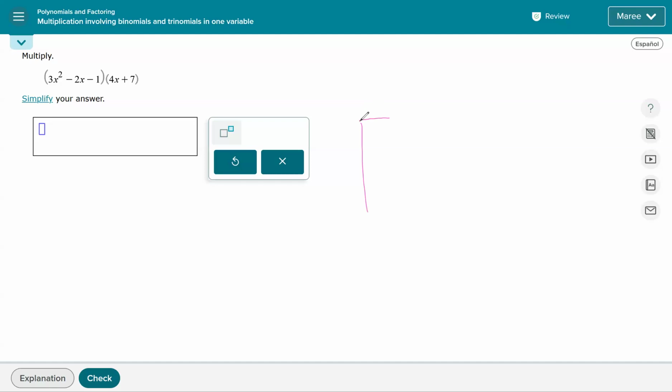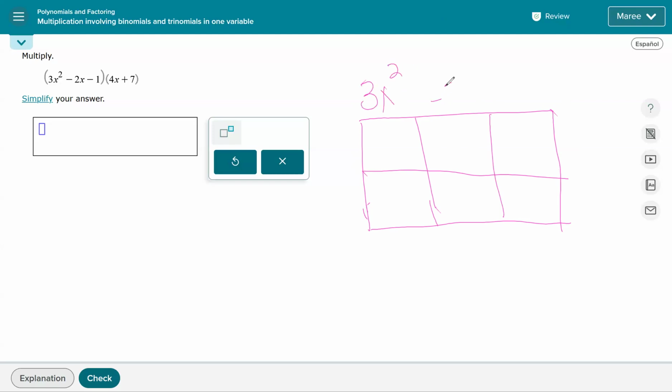I like to just do a box. I'm going to do 3 columns; you could do 3 rows and 2 columns, whatever. So you put your 3 terms with their signs: 3x squared, negative 2x, and negative 1. And then we're multiplying it by 4x and a positive 7. It reminds me of science when you do the Punnett square. You're going to multiply these two lengths. This is called the area model.